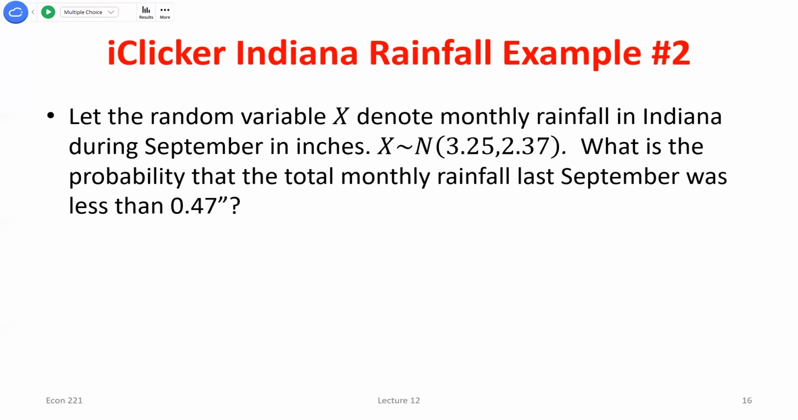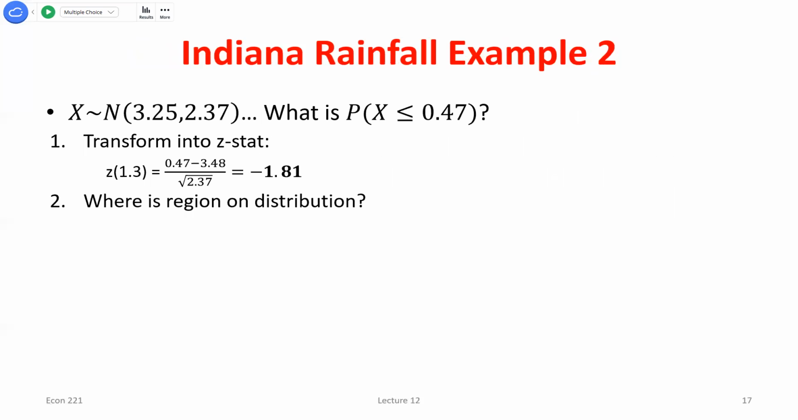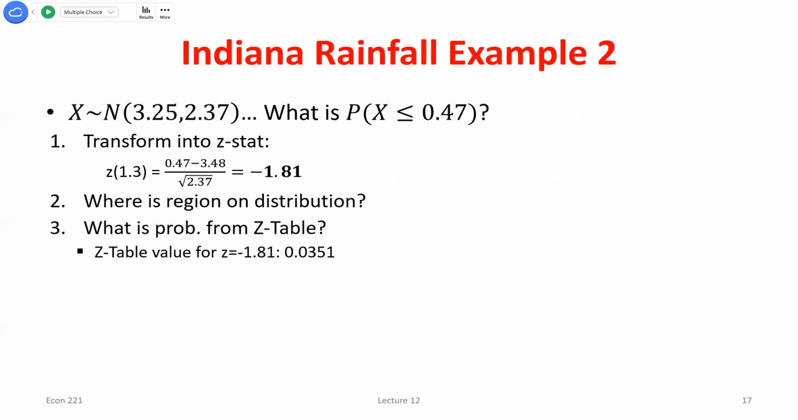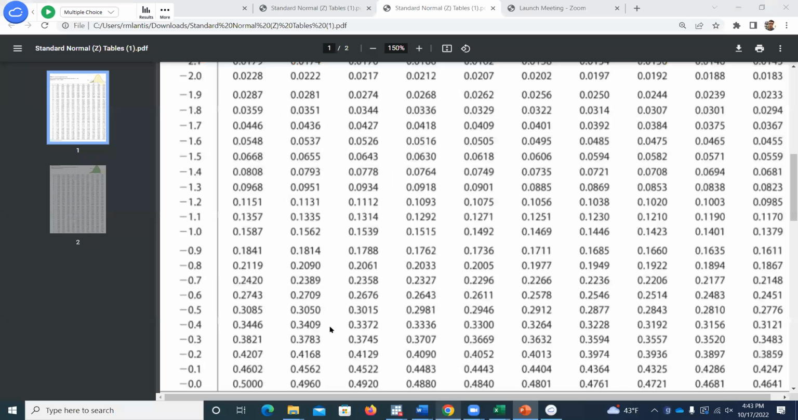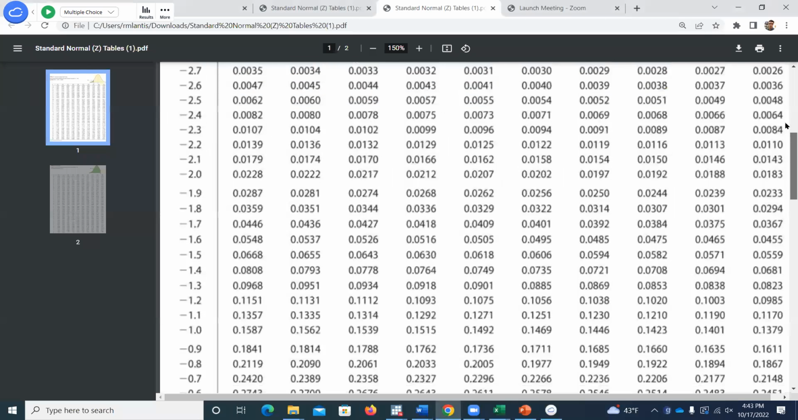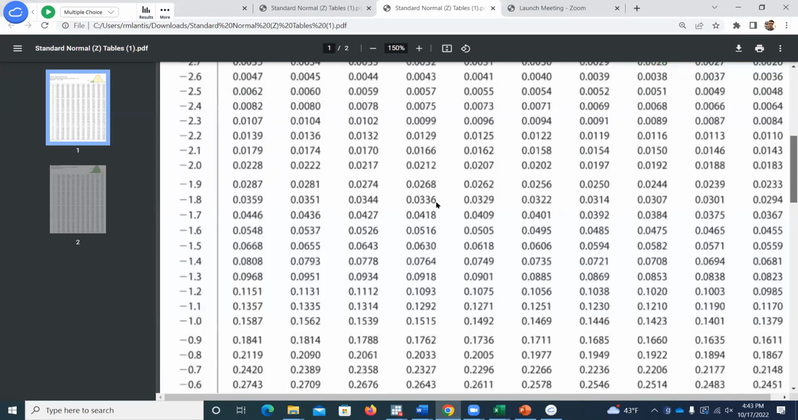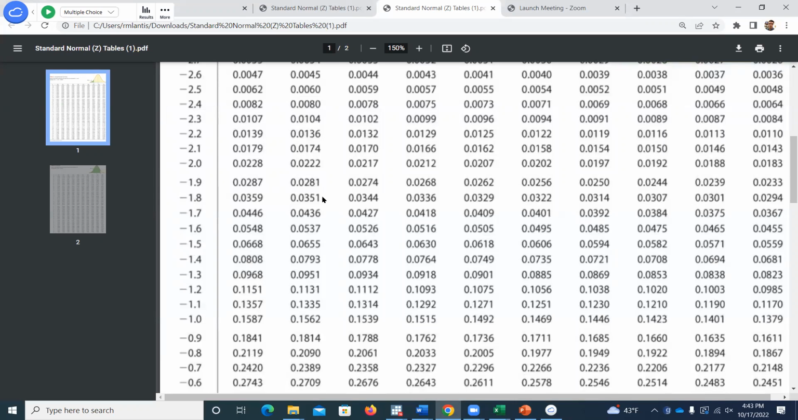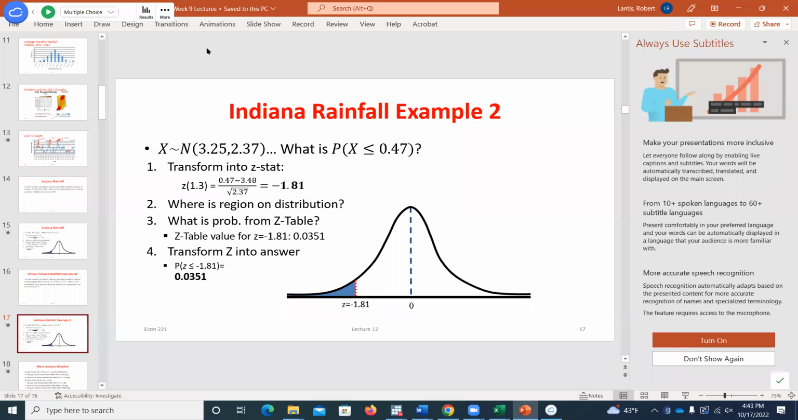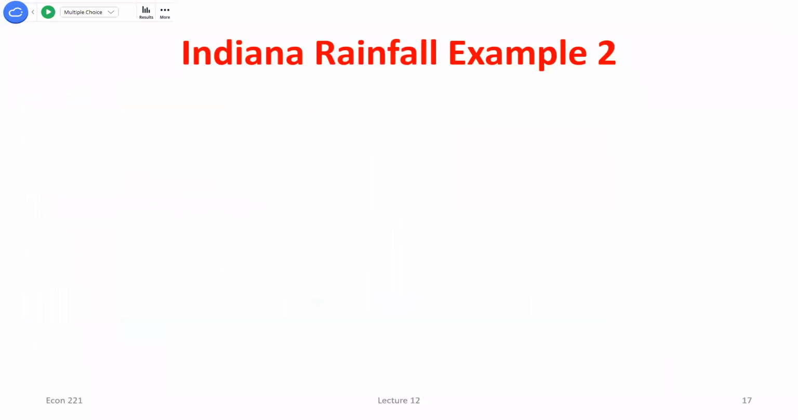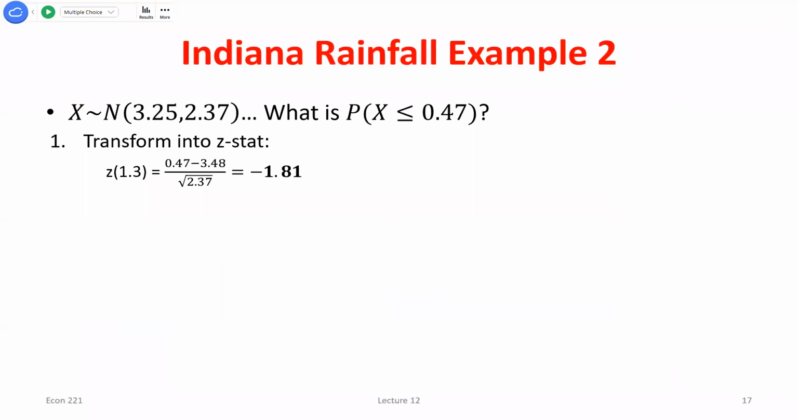Now, we don't always have a problem that we worked on prior to the one that we did, so we may not always be able to bound things like that. But we're up to the point where we calculate that z value, and I can find that probability from my table. So -1.81. The second decimal there, 0.01, -1.8, 0.0351 should be that area to the left. Yep.